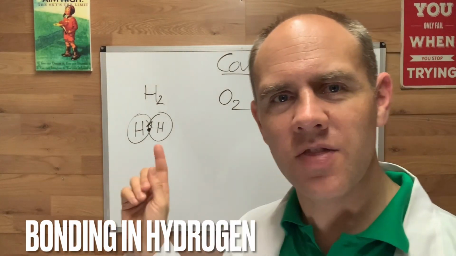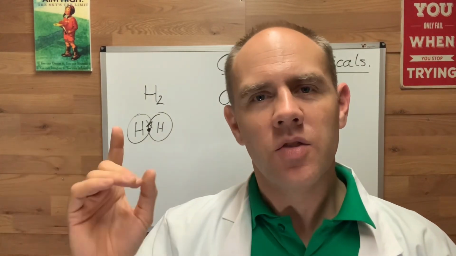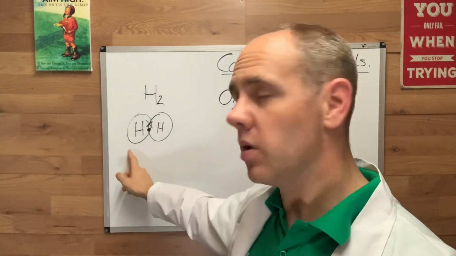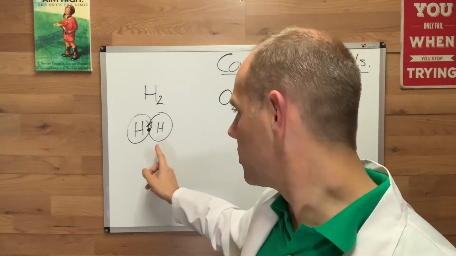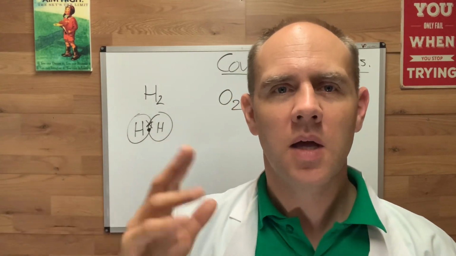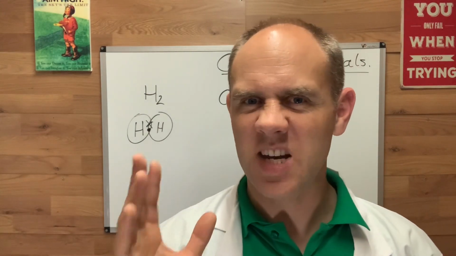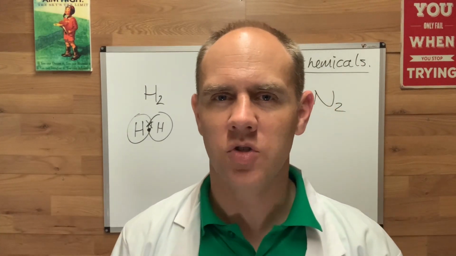The cross and the dot indicate that one of those electrons belongs to that atom and the other belongs to this atom. The cross simply means it belongs to one atom and the dot means it belongs to the other. So you're denoting where those electrons come from.